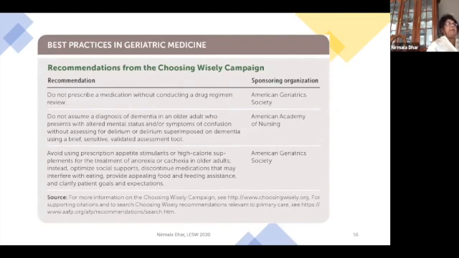Okay? Remember the mentation part of the 4 M's. Rule out depression, dementia, delirium. Avoid using prescription appetite stimulants or high-calorie supplements for treatment of anorexia or frailty in older adults. Instead, optimize social supports, what we were just talking about. Discontinue medications that may interfere with eating. Provide appealing food and feeding assistance, and clarify patient goals and assessments. So these are just some simple recommendations. Next slide.